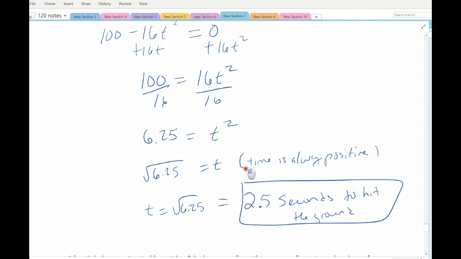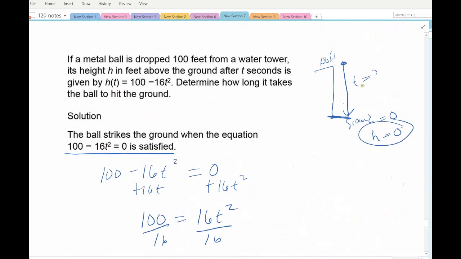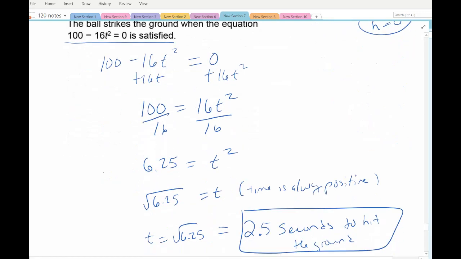Alright, so it takes 2.5 seconds to travel that 100 feet. That's what it takes, 2.5 seconds. So once the ball is dropped, it takes 2.5 seconds to go from where it was dropped, 100 feet up, to 0 feet up when it hits the ground.